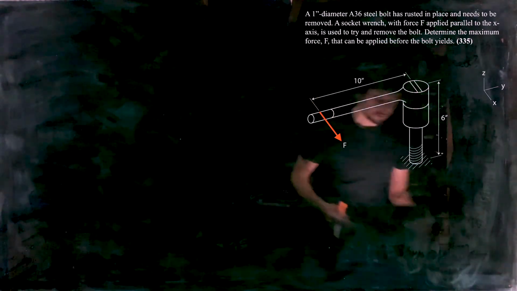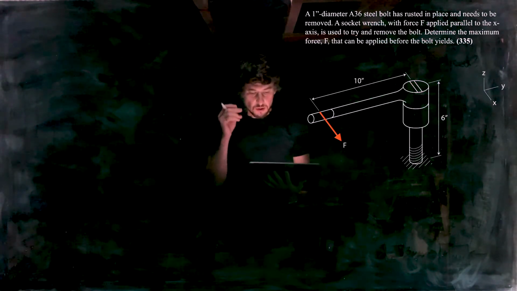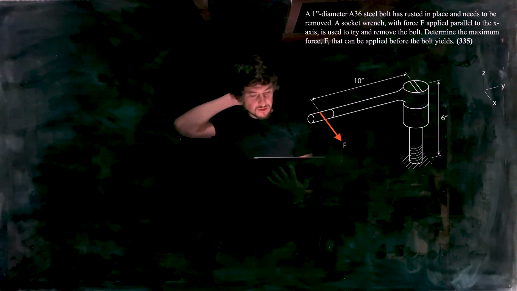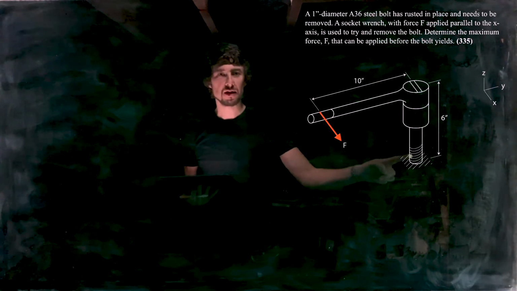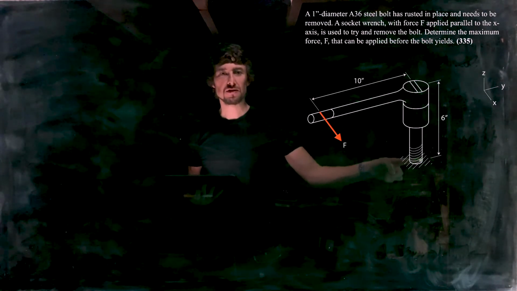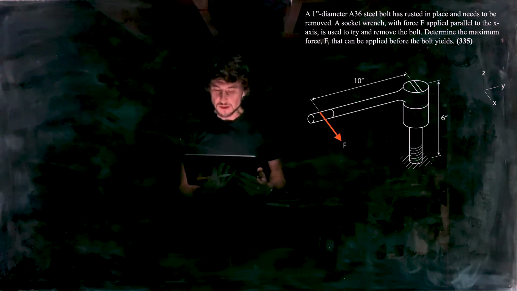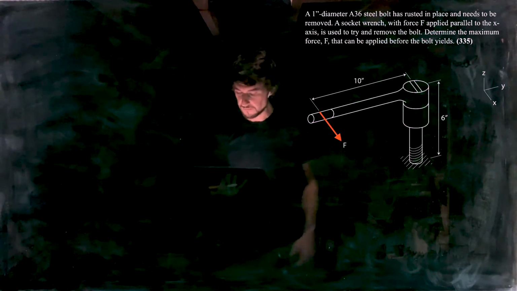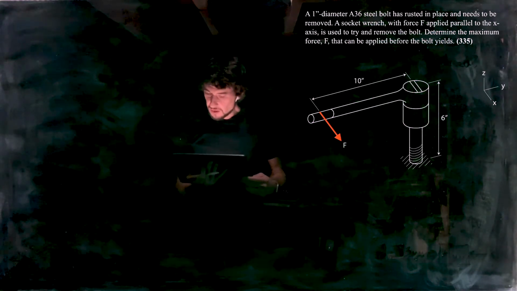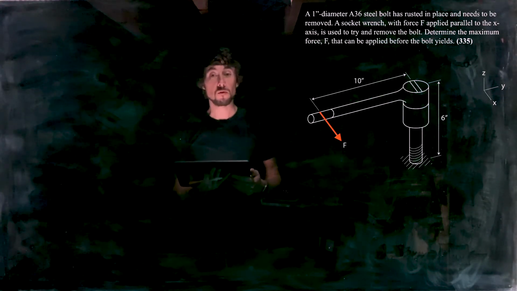All right, let's go ahead and look at this second problem that's up there. A 1-inch diameter A36 steel bolt has rusted into place. You can see it right down there. It's rusted into where it's connected and needs to be removed. A socket wrench with a force F applied parallel to the x-axis, and we've already got a coordinate system shown for us, is used to try and remove the bolt. Determine the maximum force F that can be applied before the bolt yields.